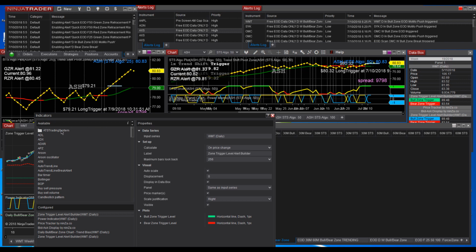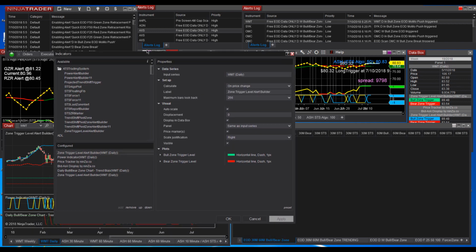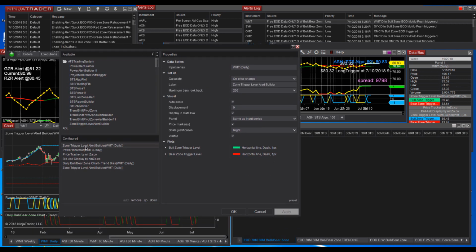I went into the indicator package. This is the zone trigger level alert builder, and it was already on the chart up here as a horizontal line, red and green. Excuse me, I added it again. I made the upper line deep sky blue, the lower line red, and I set them up as a dash and a 2, and it's the same exact plot except for this stays in place.